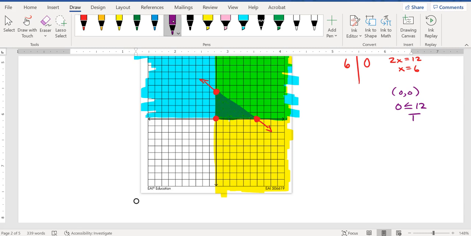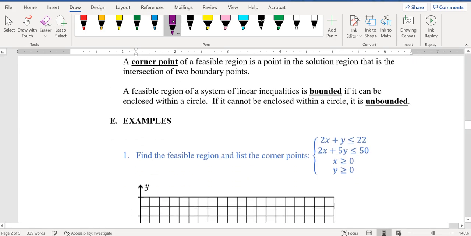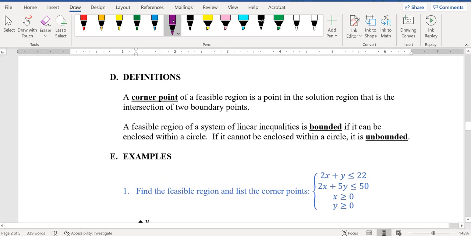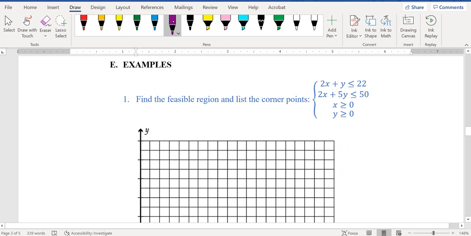Now, notice that we can draw a circle around that feasible region. Back down here, a feasible region of a system of linear inequalities is bounded if it can be enclosed with a circle. So that previous example was a bounded feasible region. If it can't be enclosed with a circle, it's unbounded. So let's go look at an example.